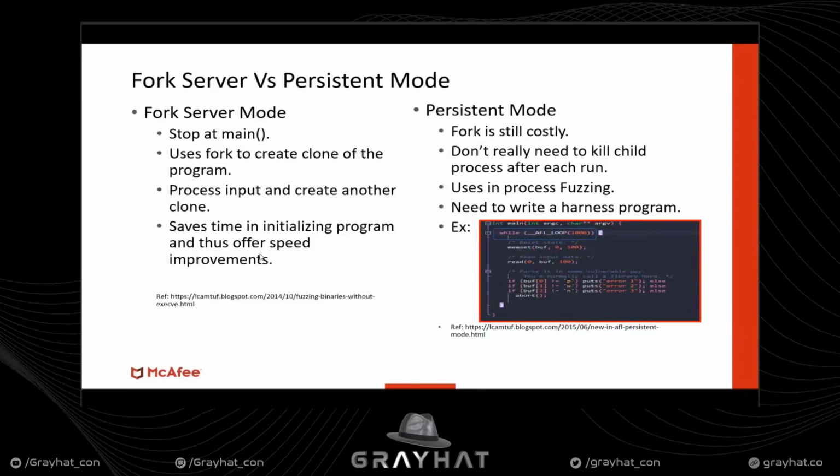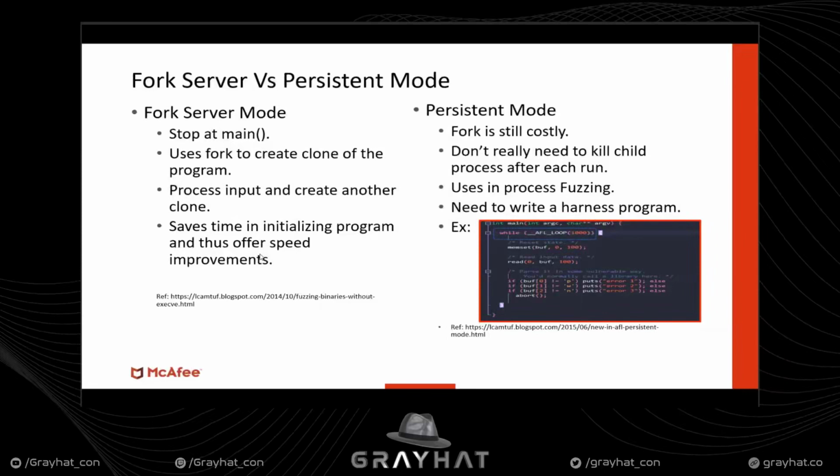Now using fork server mode can help in saving time and improve fuzzing speed, because there are certain programs which take a lot of time in initialization. This is because they might need to load different libraries or they might need to perform some operations which are time consuming. Now let's move on to another mode, that is persistent mode.